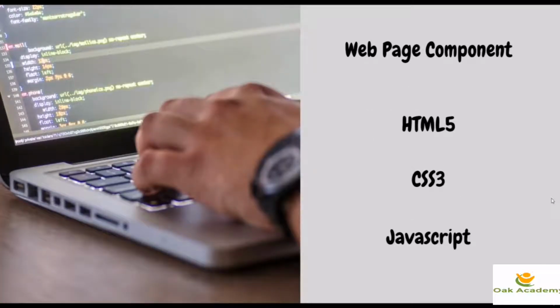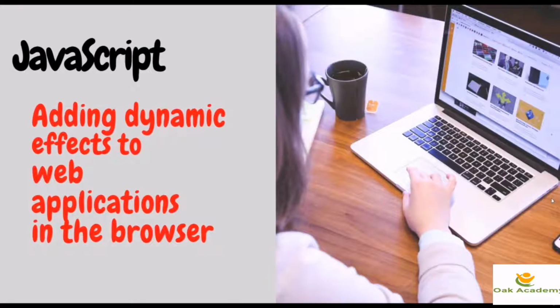So, if we discuss web page components, inside any web page in this world we have three components: HTML, CSS3, and JavaScript. HTML is basically about the components of this page. CSS is about the representation of these components. JavaScript is about how those components are going to interact with each other, what's the functionality between web page components. So we can conclude JavaScript is about adding dynamic effects to web applications inside the browser.